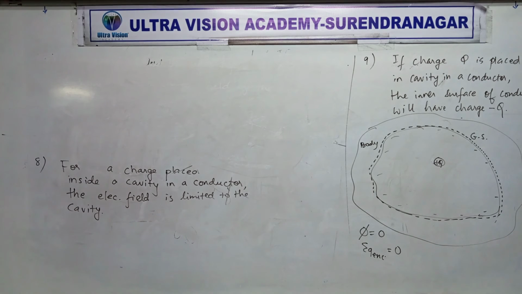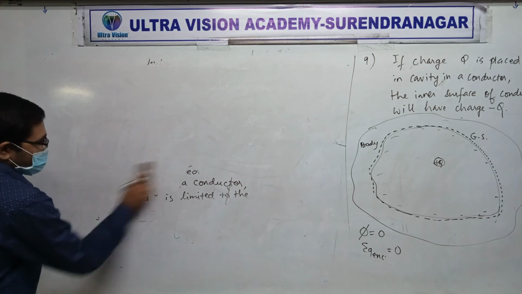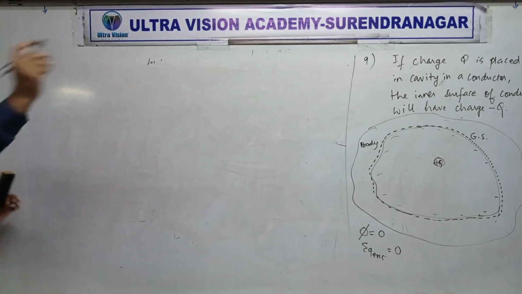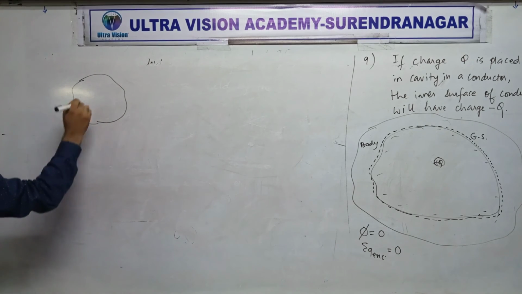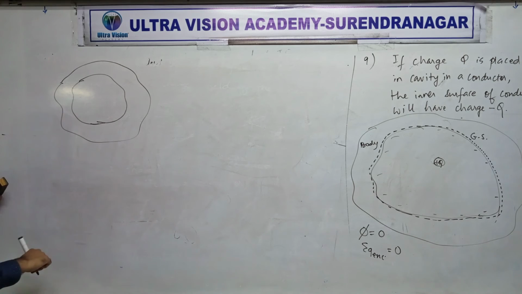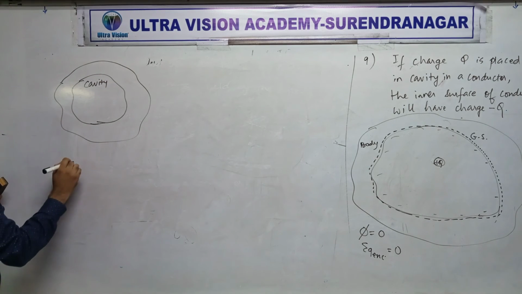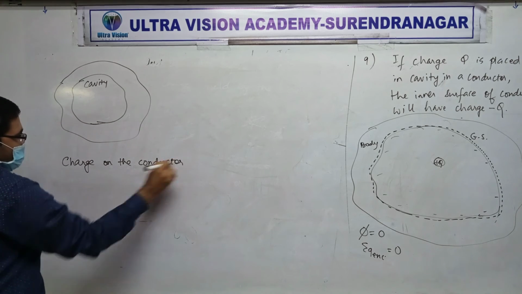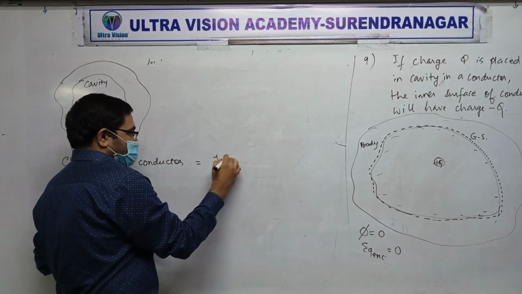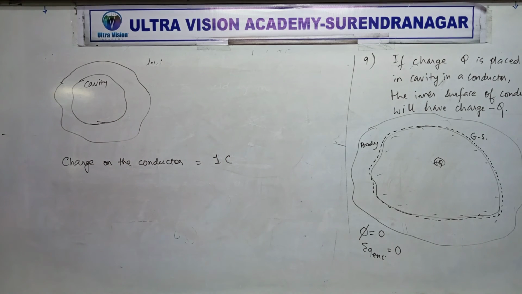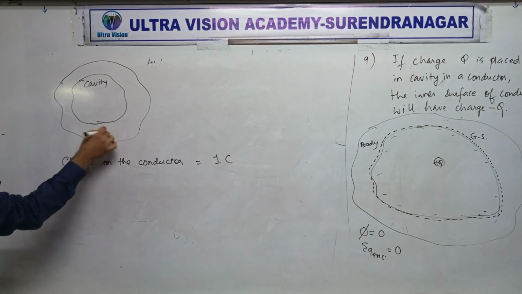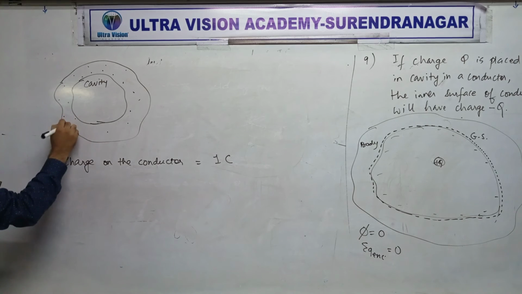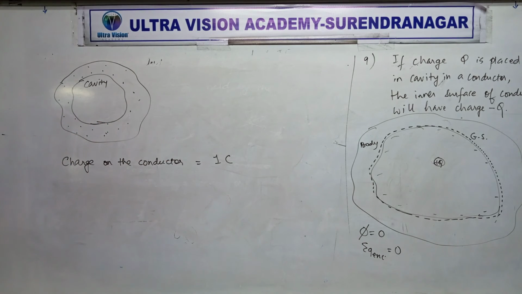Fine. Now let's try to use these things in some simple questions. First of all, suppose this is a conductor with a cavity. It is important to understand the meaning of these words. If the charge on the conductor is 1, what that means is the atoms of this body together have 1 coulomb. Excess charge of 1 coulomb is there.